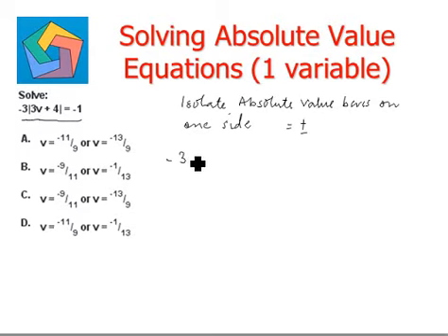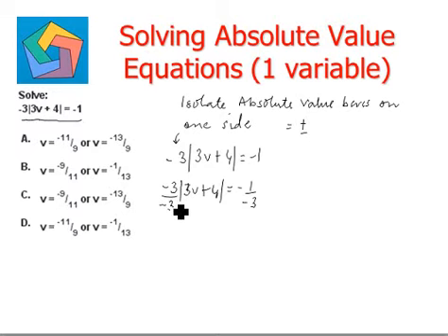Negative 3 times the absolute value of 3v plus 4 equals negative 1. Our first step is to isolate. For that we need to remove this negative 3, so we divide by negative 3 on both sides. Let's see what we get. The absolute value of 3v plus 4 equals negative 1 divided by negative 3, which is 1/3. Now our next step is we remove the bars and we equate it to plus minus 1/3.